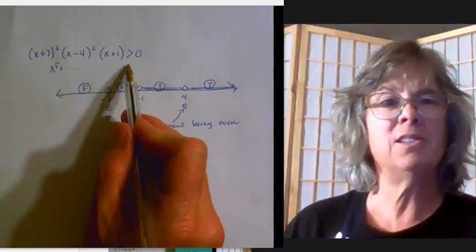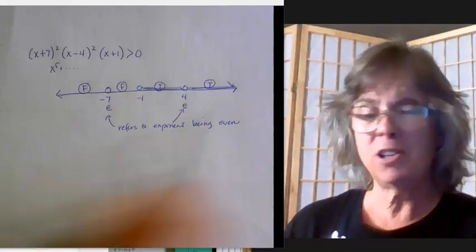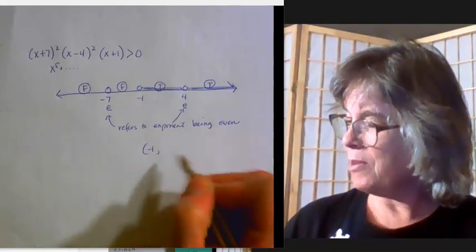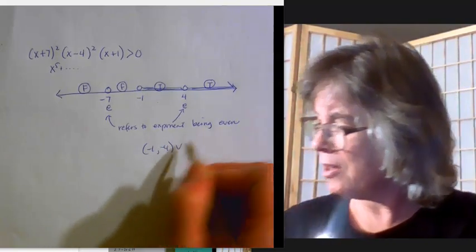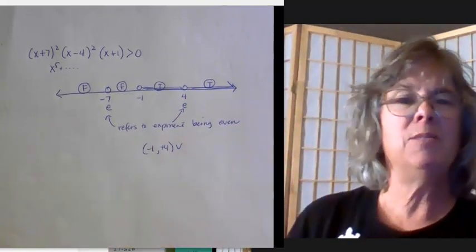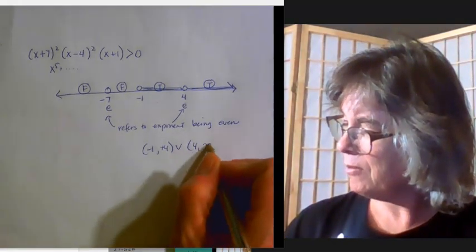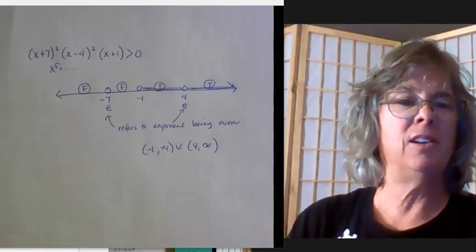So the solution to this inequality in graph notation is this. In interval notation it is negative 1, comma, 4. I need to be sure, that's a positive 4, sorry. I need to be sure that I exclude that 4. And that's how I do it in interval notation.